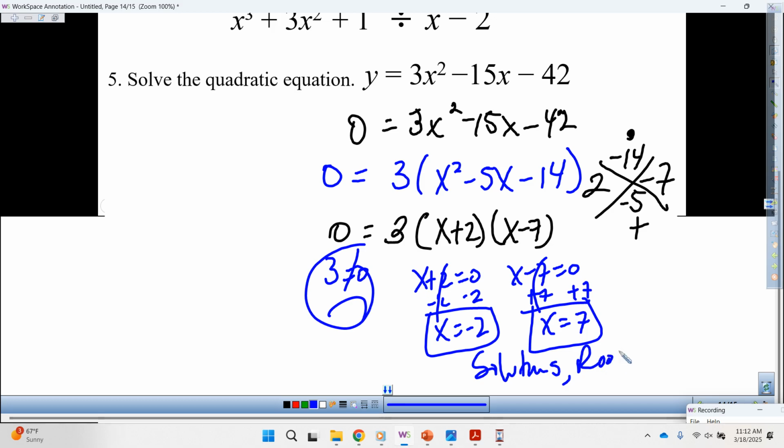Let's see if you remember all the names. Solutions, roots, x-intercepts, also known as zeros. And you're going to see today in regards to zeros because that's where we're headed. Hands if you got that by yourself. Some of us, okay, not bad.